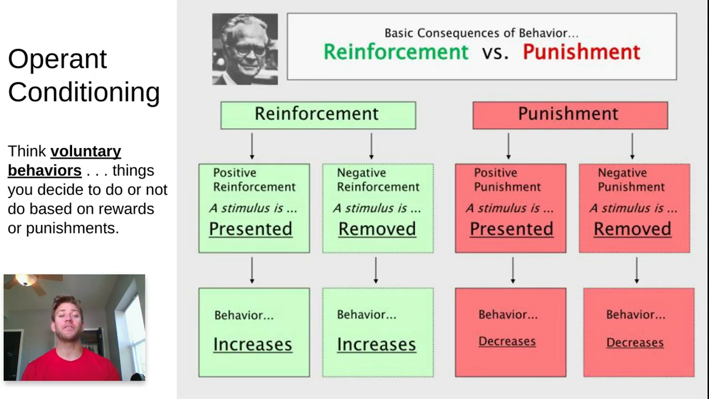A negative punishment is I'm going to take away something you do want in order to decrease that behavior. You come home late, so your parents take away your phone. And by taking that away, that's the negative part. And the punishment is decreasing the behavior of coming home late.